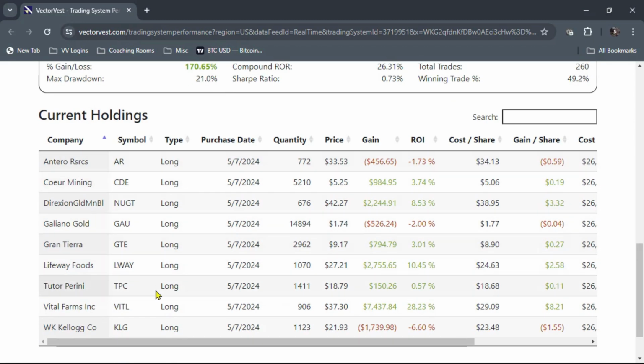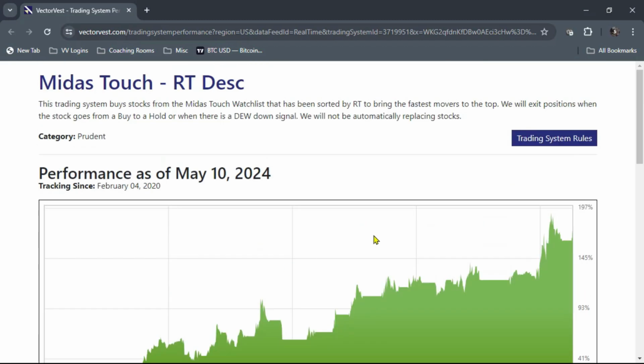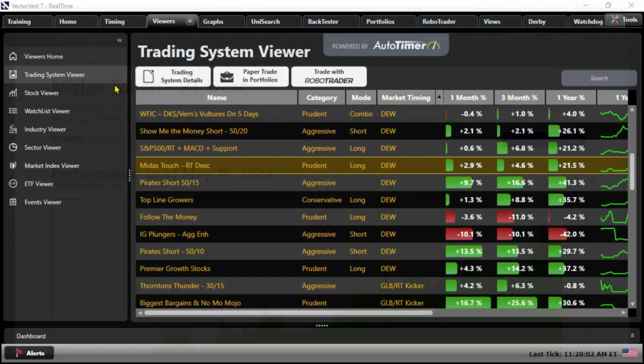Looks like there's a lot of mining in here, and that should do well. Lifeway Foods, you guys heard about that stock, Mike? And this Vital Farms, wow. You know, they've really been on a tear. So anyway, that's about as far as I want to go into it.